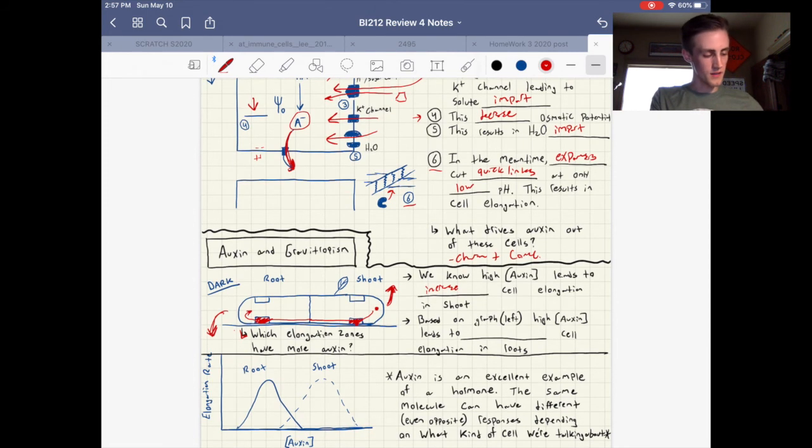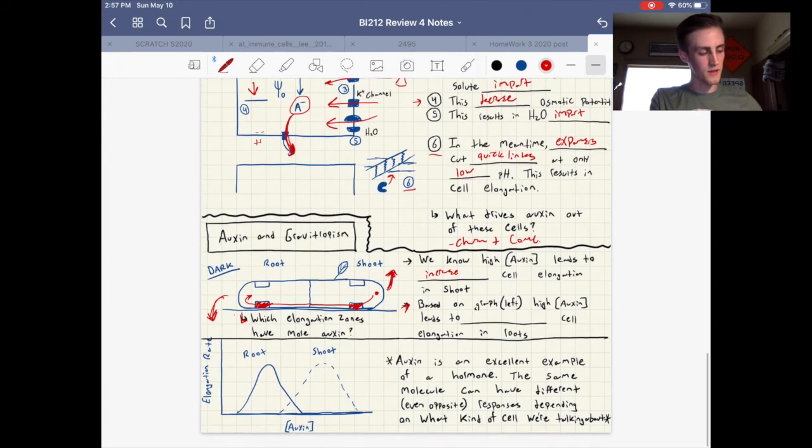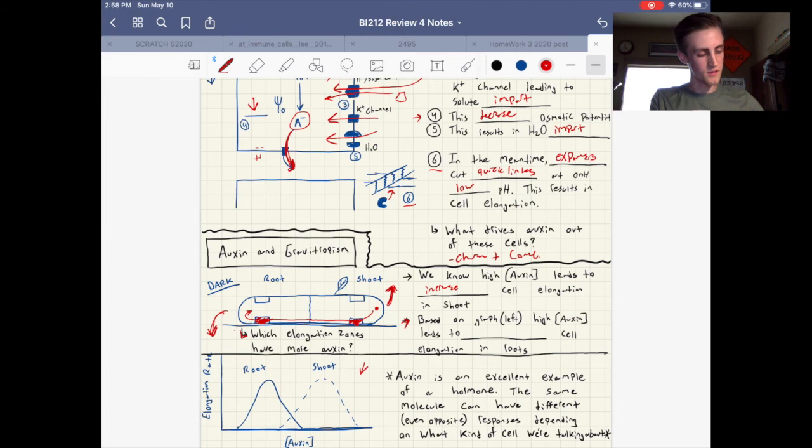Okay, and before we move on, let's take a look at this question down here. Based on this graph, high auxin concentration leads to what cell elongation in the roots? This graph is kind of interesting, and we can think about it like this: if this is the normal concentration of auxin in a plant growing straight up in uniform light, it's receiving equal elongation in the shoot and equal elongation in the root, so it's just going to be growing straight up and down.